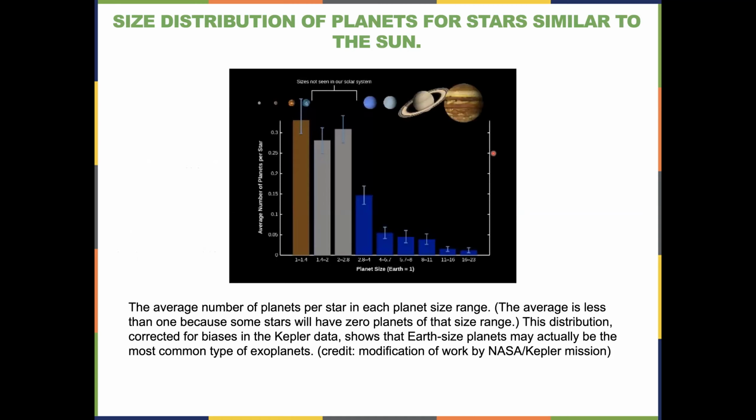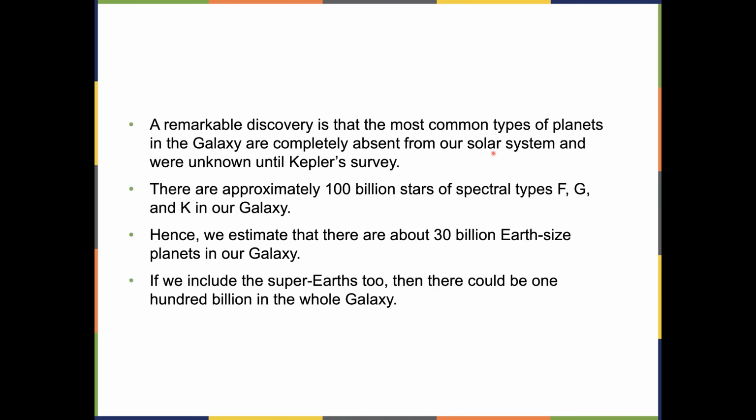The size distributions are here. You can just go to that as well, which is again interesting. So one of the interesting discoveries is that the most common types of planets in the galaxy are completely absent from our solar system, right? Or were unknown until the Kepler survey, right?